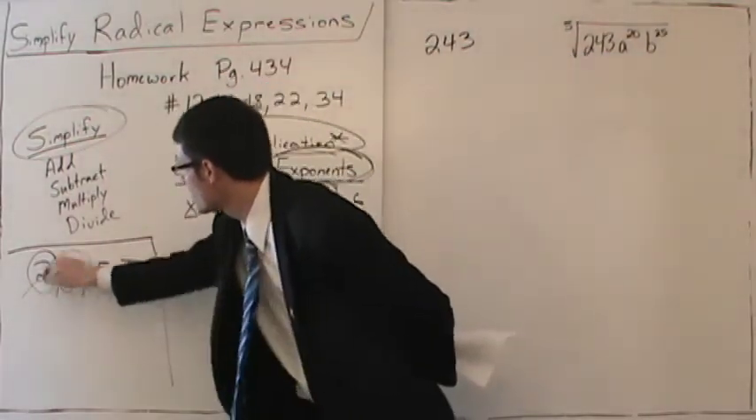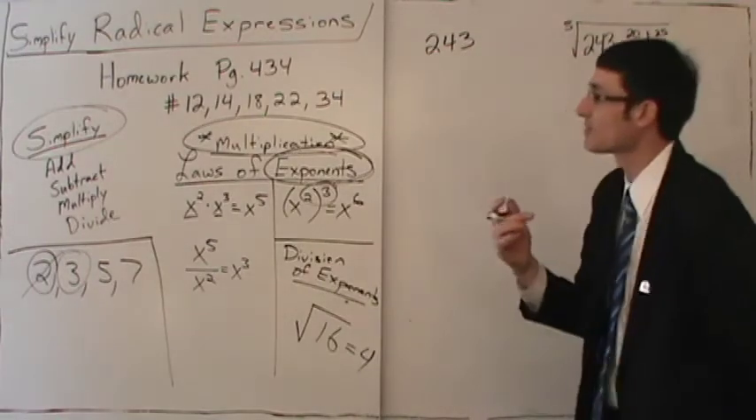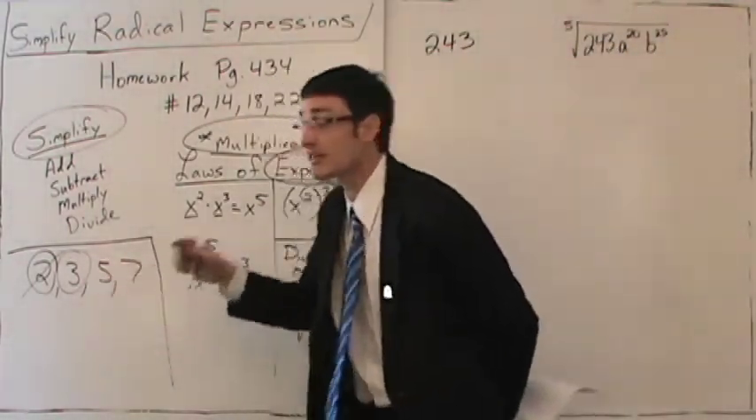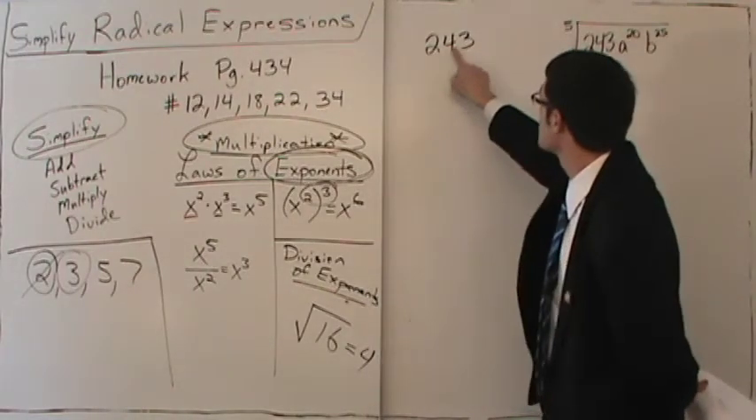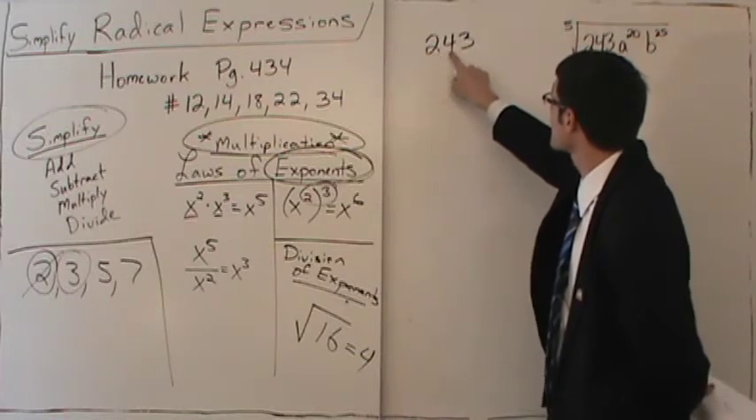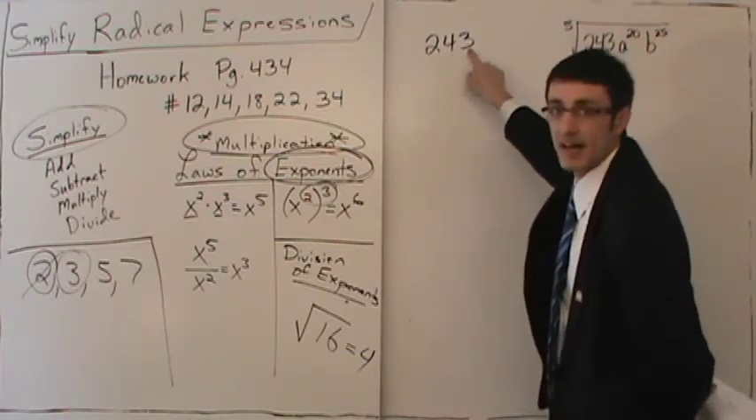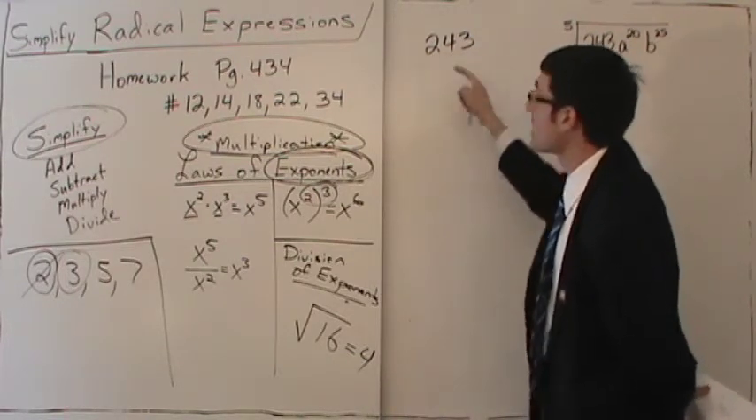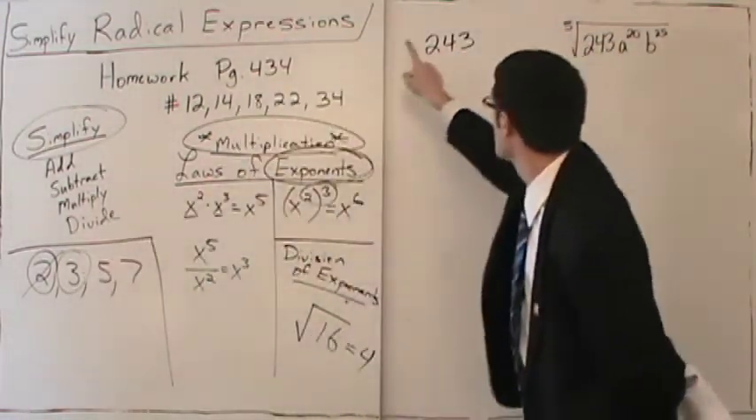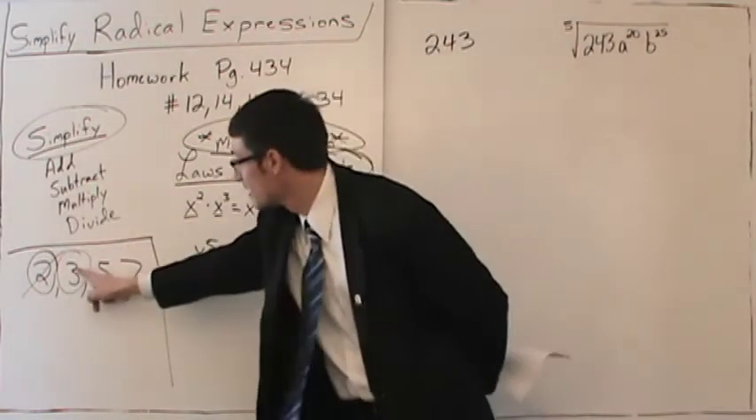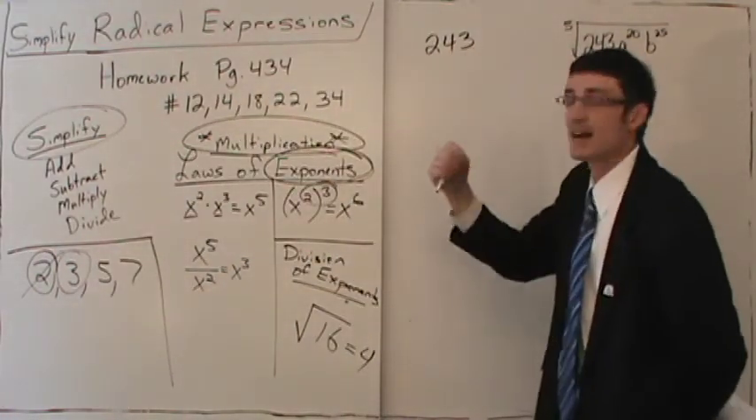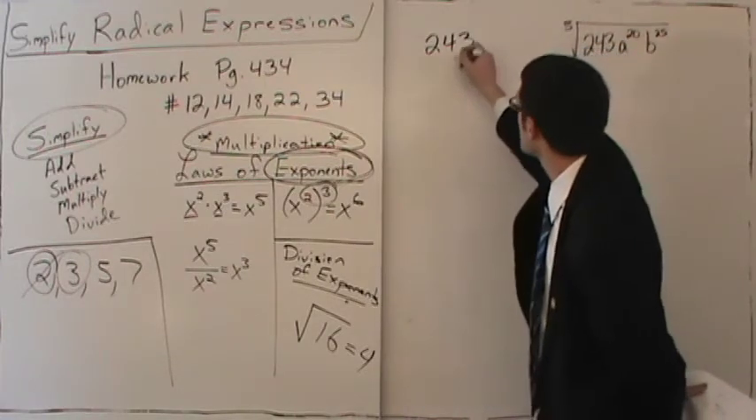But can we divide by 3? The answer is yes. 243 is divisible by 3, but how do we check this? We add the digits. 2 plus 4 gives 6, and 6 plus 3 gives 9. Since the digits add up to 9, which is divisible by 3, this means that 243 is divisible by 3.